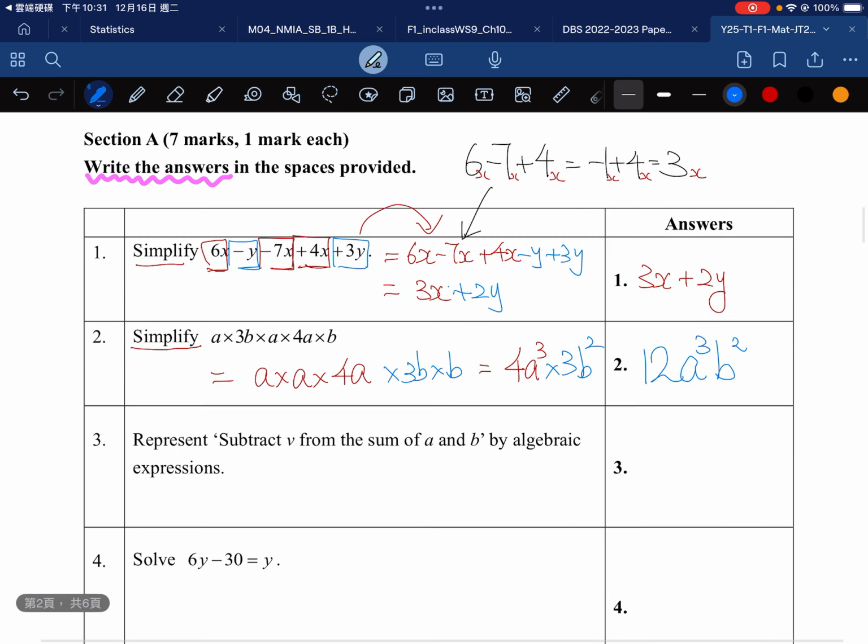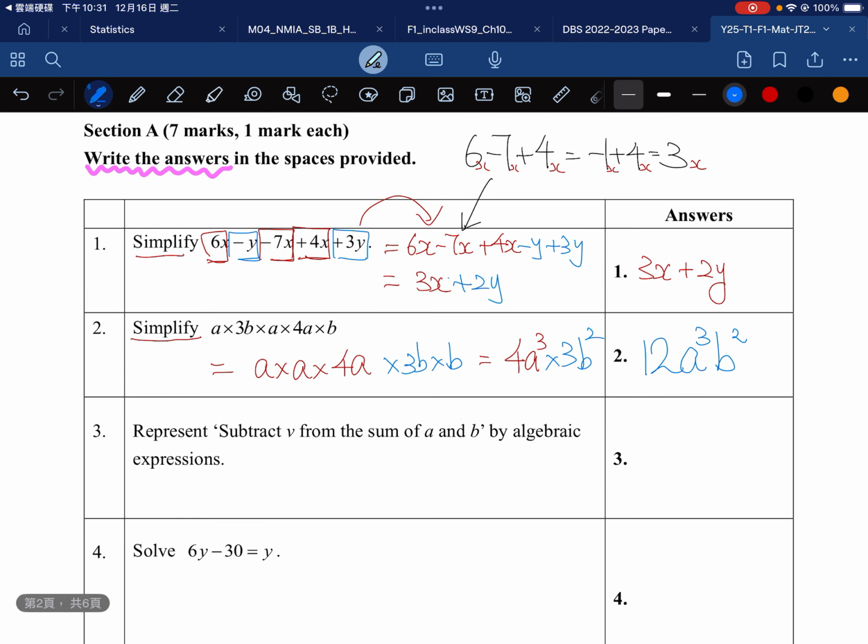Okay, for question 3, this one is not difficult. Most of you get it correct. First of all, we subtract v from something. But what is that something? The sum of a and b. So I put it in red. a plus b is the sum of a and b. And then subtract v from it. That means we minus v at the end. So the answer is a plus b minus v. That is the answer of question 3.